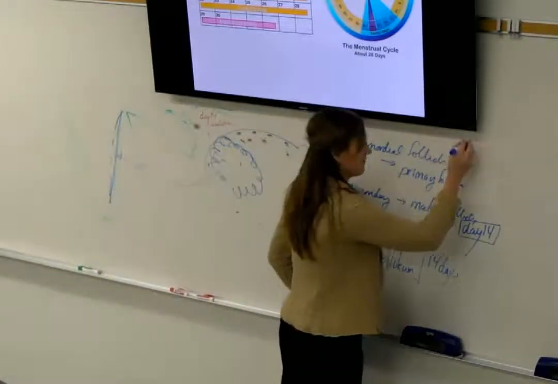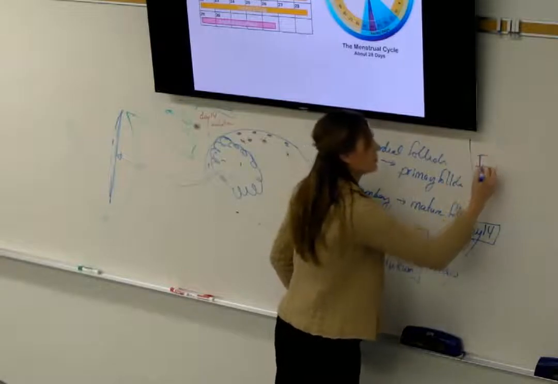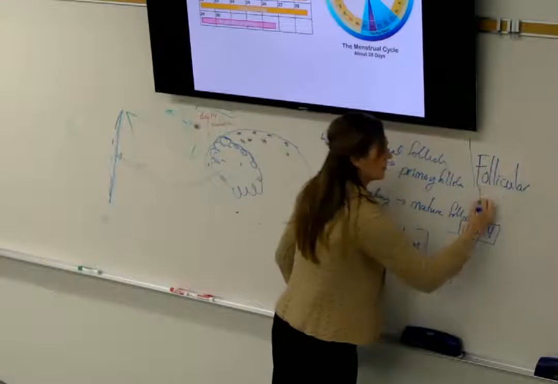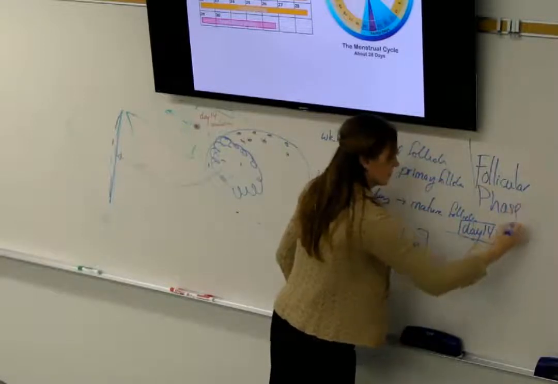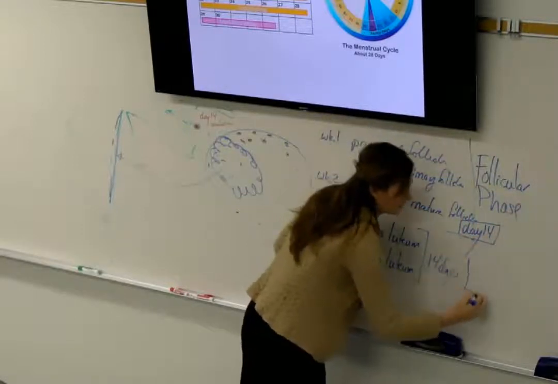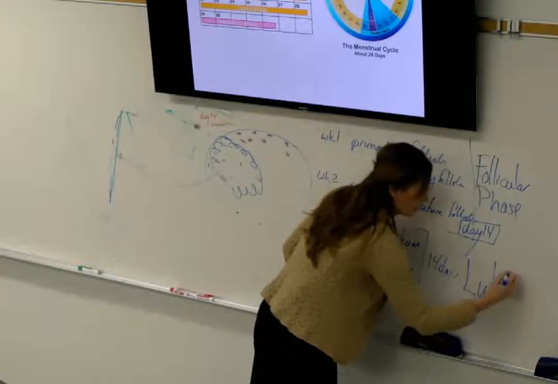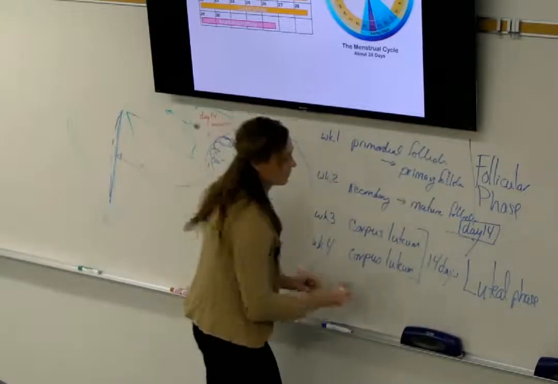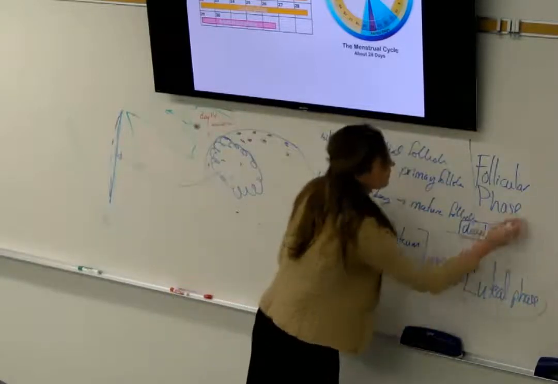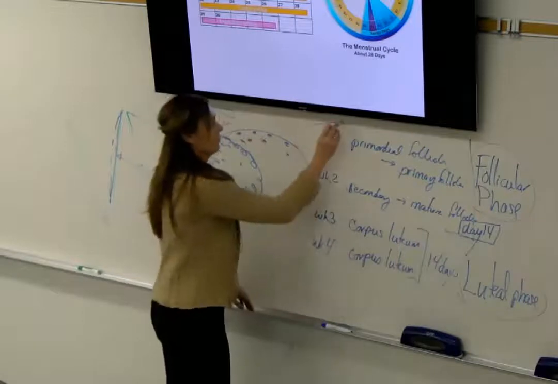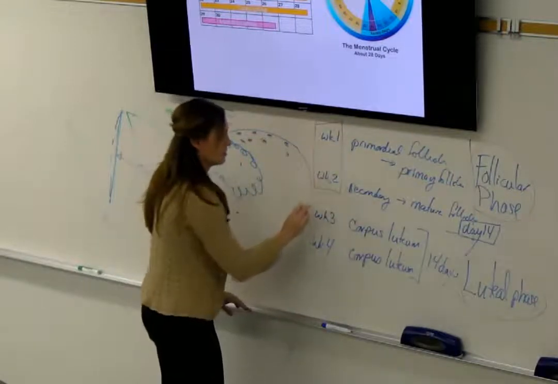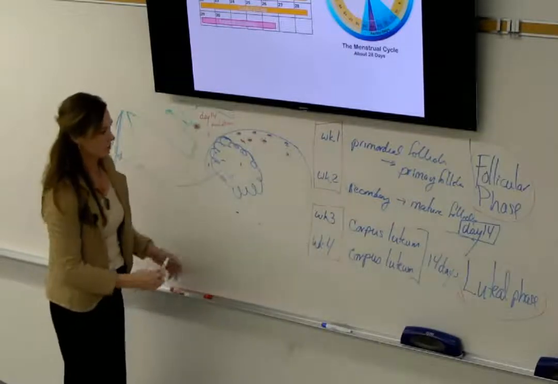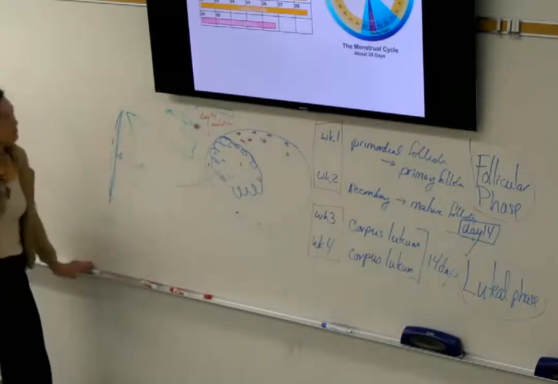So when we talk about the phases, this first 2 weeks is known as the follicular phase. And the last 2 weeks is known as the luteal phase. Week 1 and 2, follicular, and then 3 and 4, luteal. Done those in different colors. So then we'll come back.